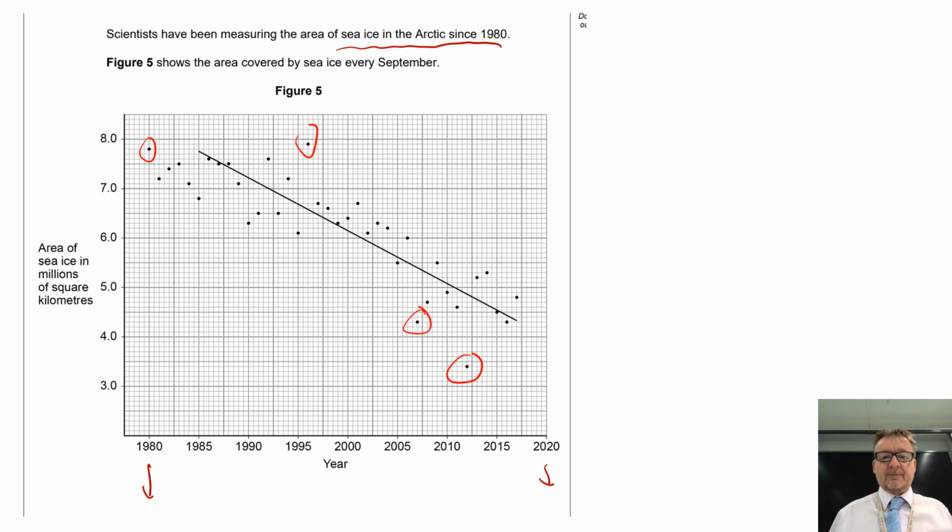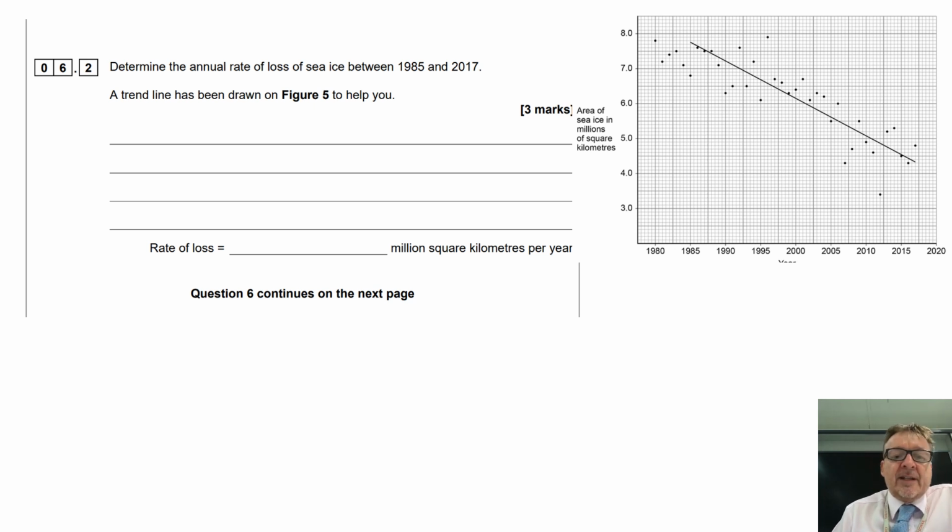Let's see what they're going to ask. Right, so what we've got here then. Determine the annual rate of loss of sea ice between 1985 and 2017, right, which is about there. All right. Now, what I'm going to have to do is draw myself a triangle. Now, it's from theirs. Now, obviously, because my graph is so small on here, I would normally use a ruler, right? But what I'm going to do is go from there. I'm going to go across with a perfect straight line. And I'm going down there, whoa, with a not perfect straight line.